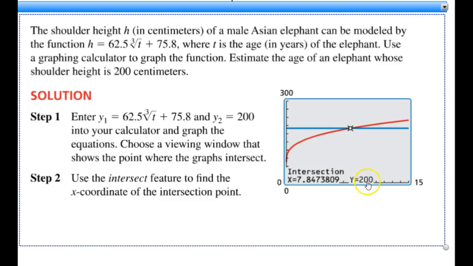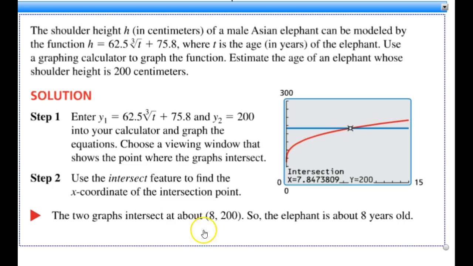So here I see that y is 200, my x is approximately 7.85. So my graphs intersect at about 8 and then 200. So my elephant is about 8 years old. And so I'm asked here to estimate the age in years, right? So I want to round to the nearest year.